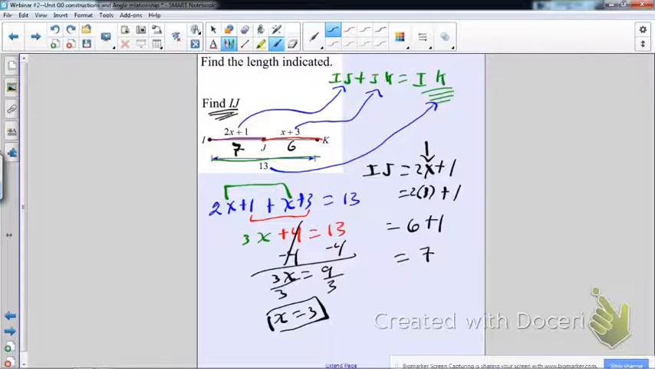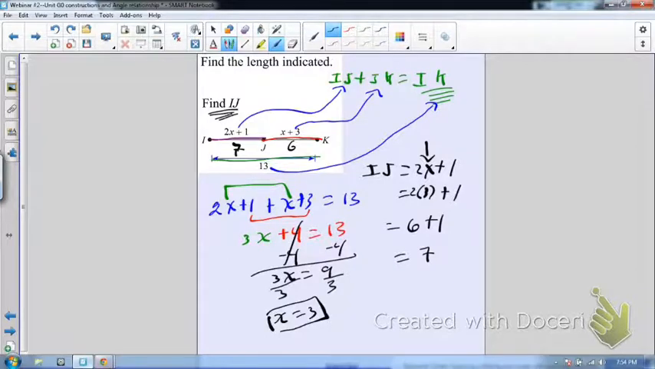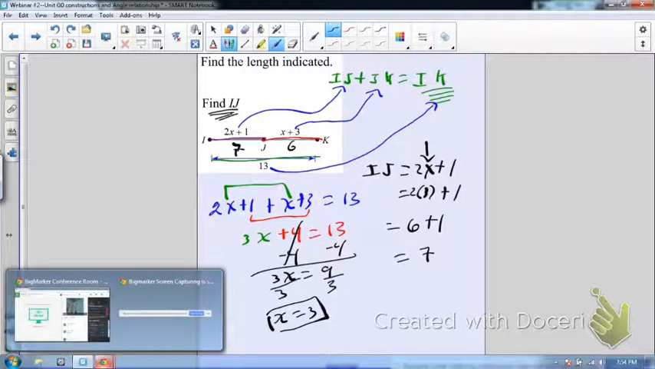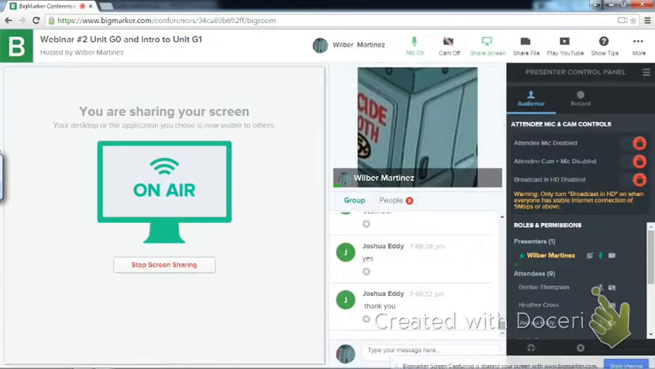I'm calling it units because I don't know if it's in inches, meters, feet, or miles. We're just going to call it units, okay? So, any questions with this before I move on to the next question?